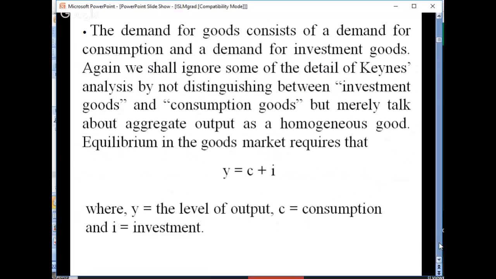The demand for goods consists of two things: consumption and investment. We're going to ignore some of the details by not distinguishing between investment and consumption goods, but merely talk about aggregate output. That is, aggregate output or income, Y, is going to equal consumption, C, plus investment, I.